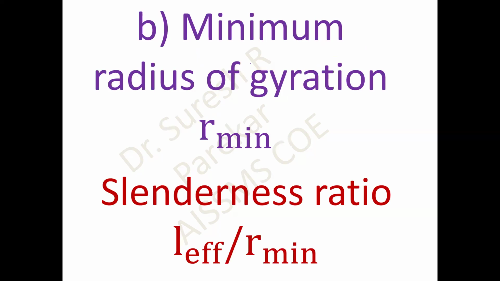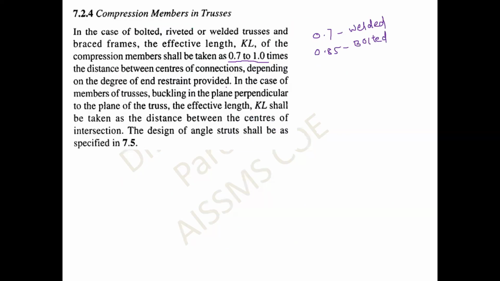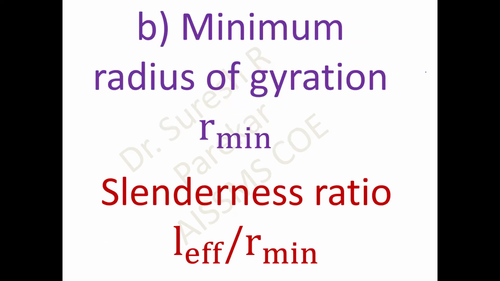Now for this, we require the minimum radius of gyration. So to find the design compressive stress, we require two values. One value is L effective, because the slenderness ratio lambda is L effective upon R minimum. Now L effective we will get from 7.2.4, and now we are interested in R minimum. R minimum depends upon your section to calculate the slenderness ratio. Now we will go one by one.